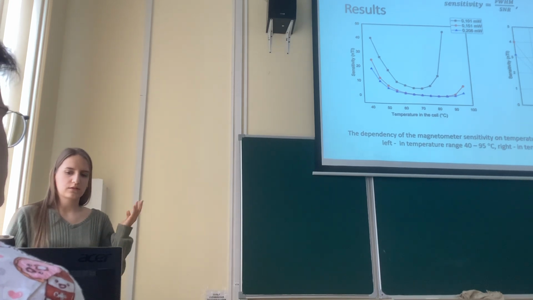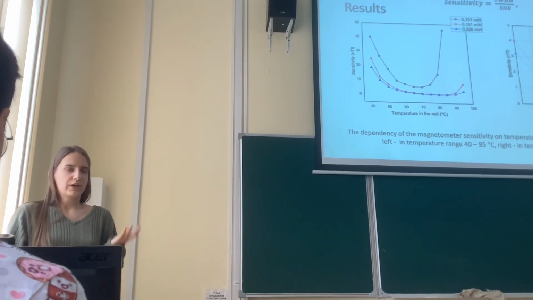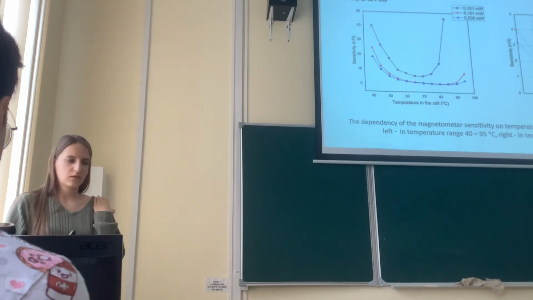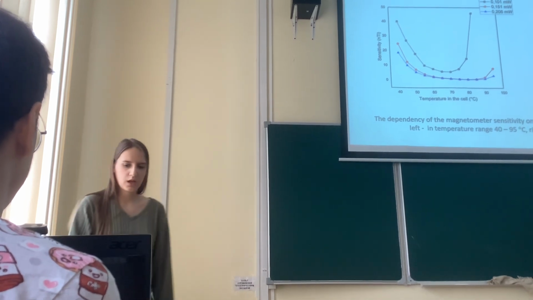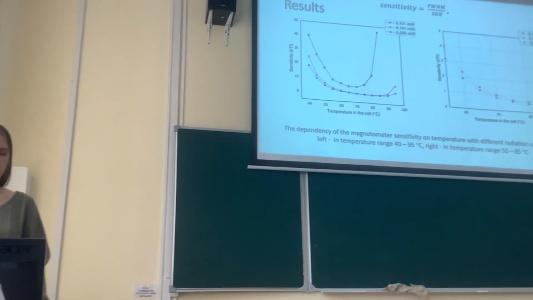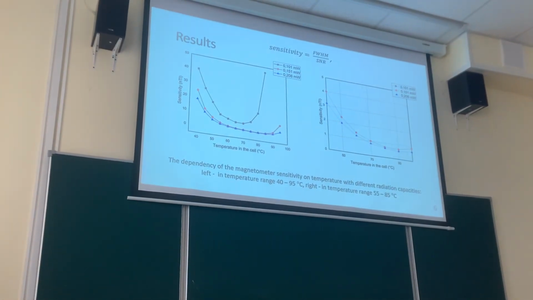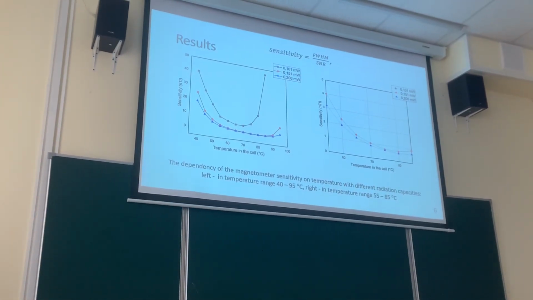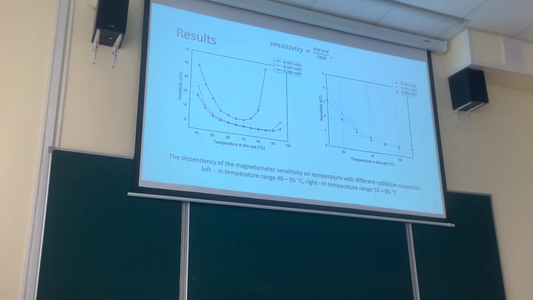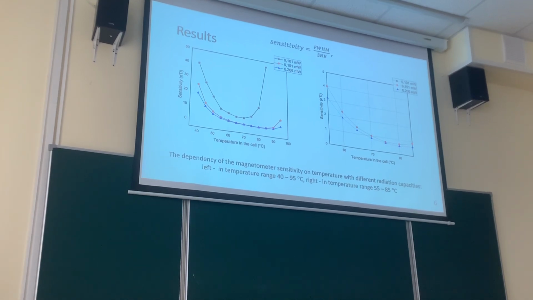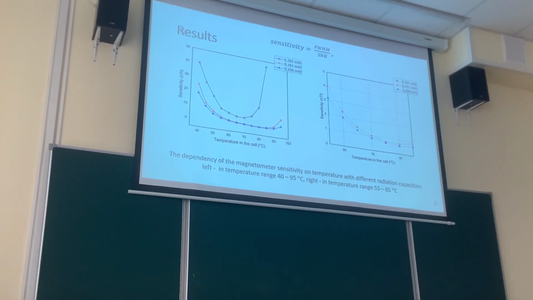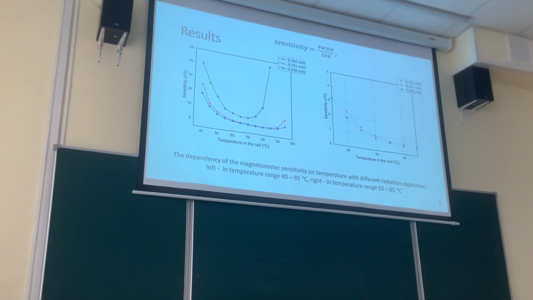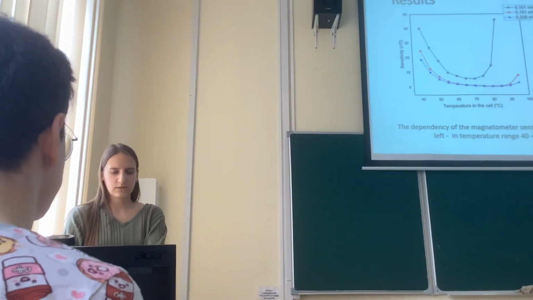It is calculated as the ratio between the width of the resonance and the signal to noise ratio. So on this graph we can see that the magnetometer has an optimal temperature to work. It is 80 degrees, and with increasing power of the light beam, the sensitivity enlarges.